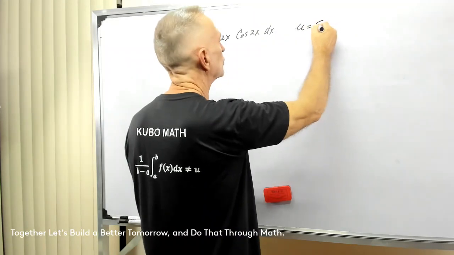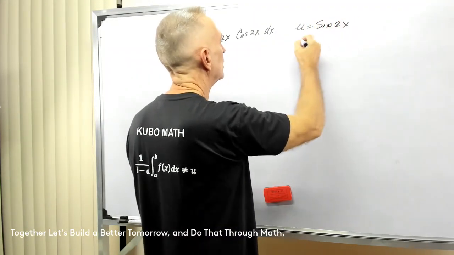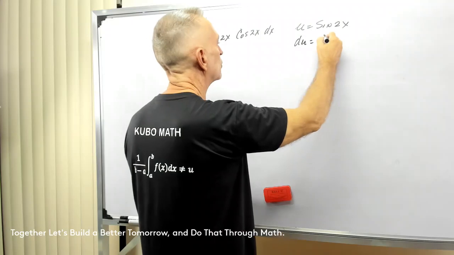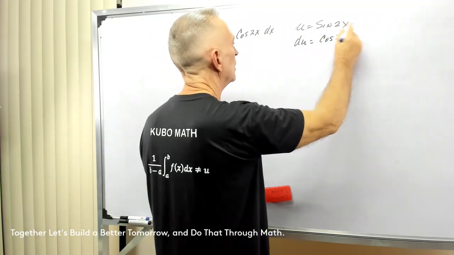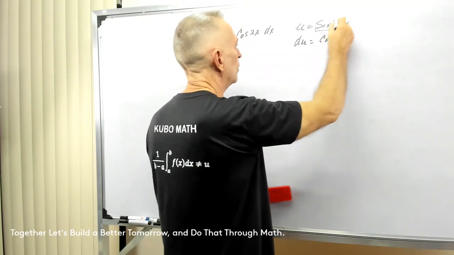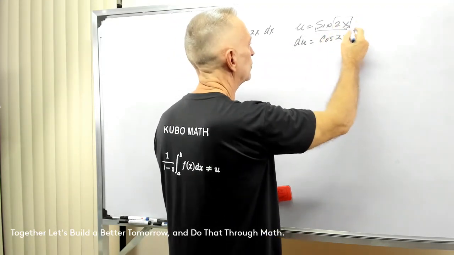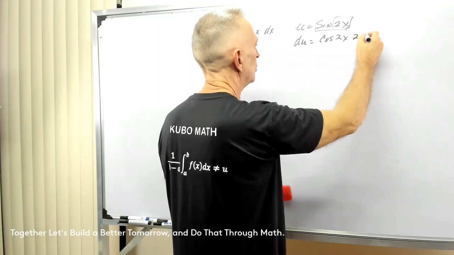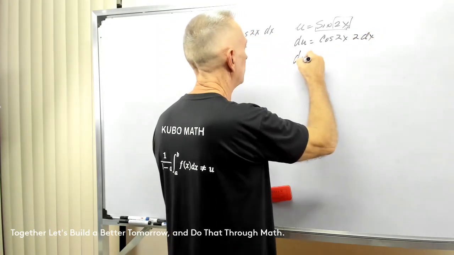So u equals sine 2x. du is cosine 2x. So we took the derivative of all of that. Now we need to look on the inside. Now it's the derivative of 2x, which is 2 dx. So let me rewrite that.